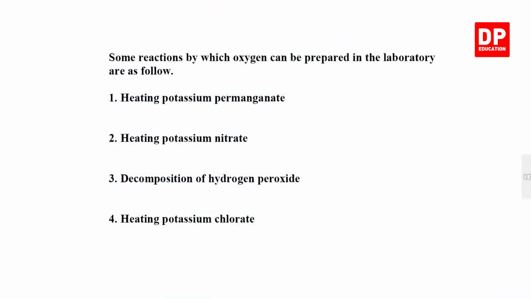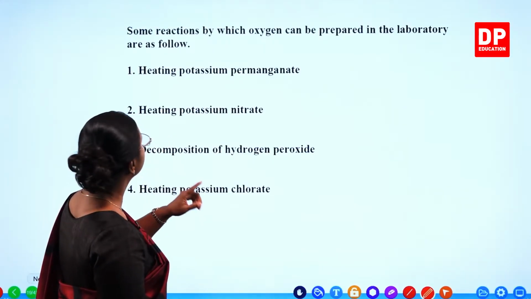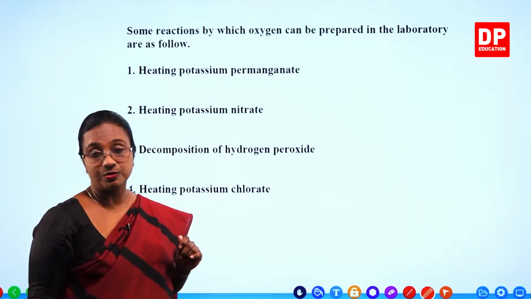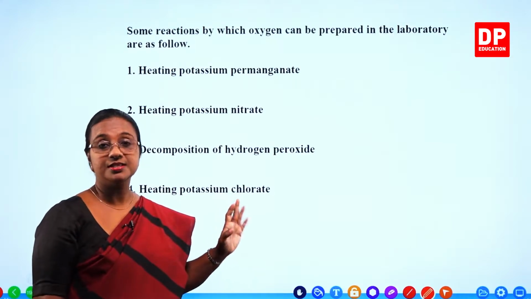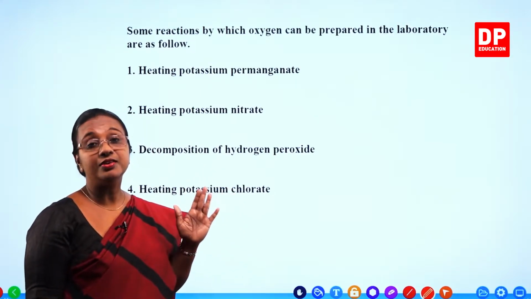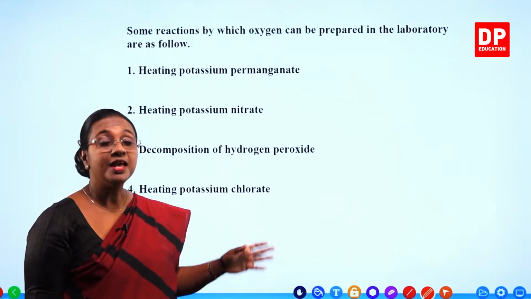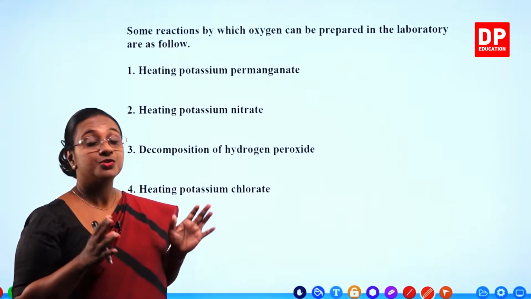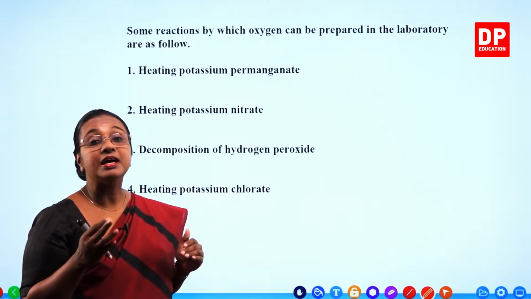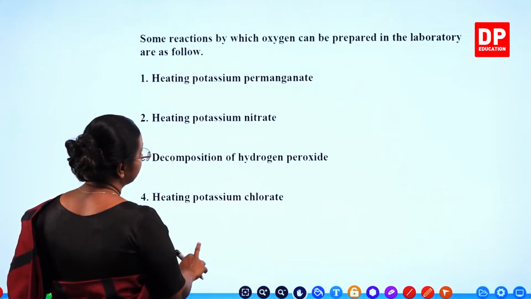So for that, we need to have certain reactions. Some reactions by which oxygen can be prepared in the laboratory are as follows. So here you will see, students, in all these reactions, we need to heat the reactant. And there is only one reactant. We will heat them. They will decompose and liberate oxygen gas. So these are going to be chemical decomposition reactions. We will write those reactions first.